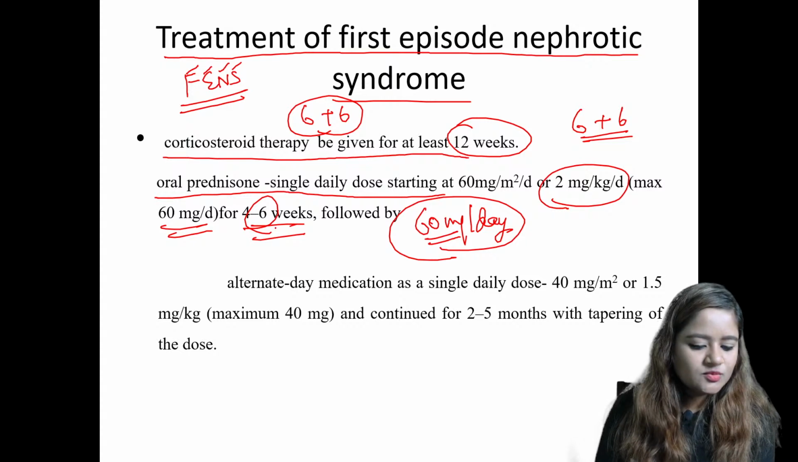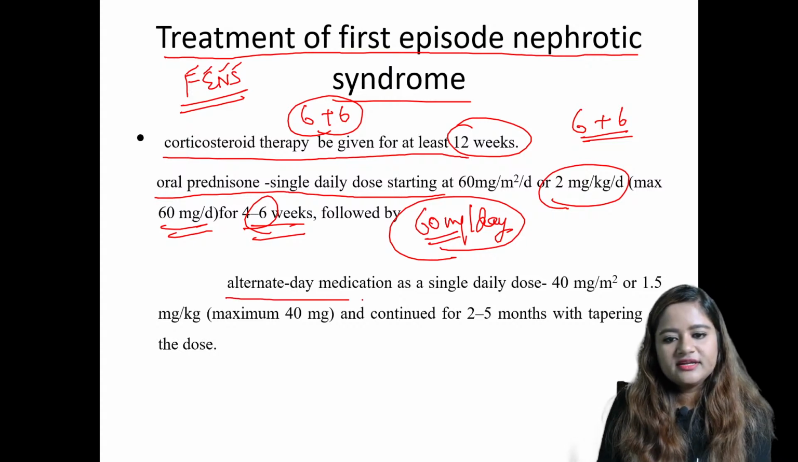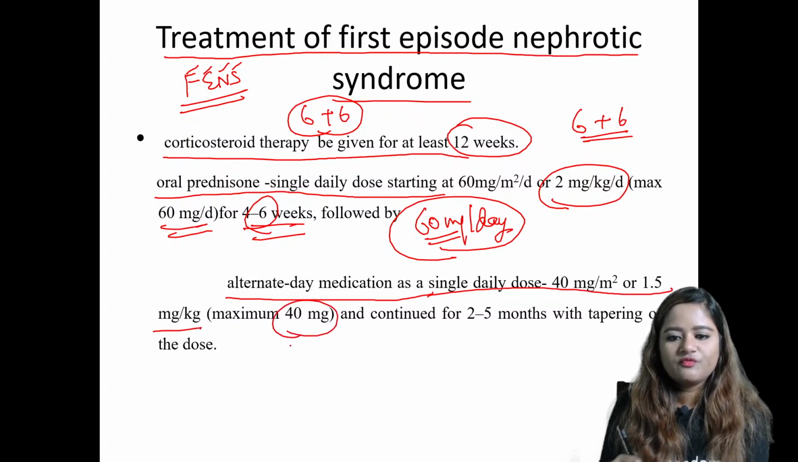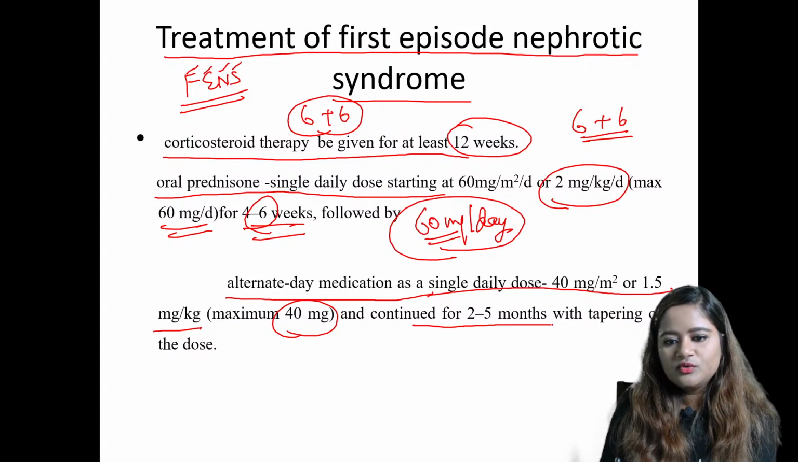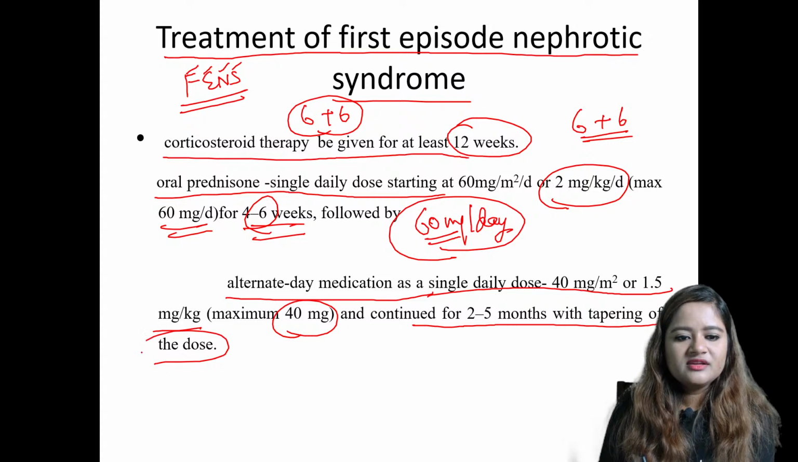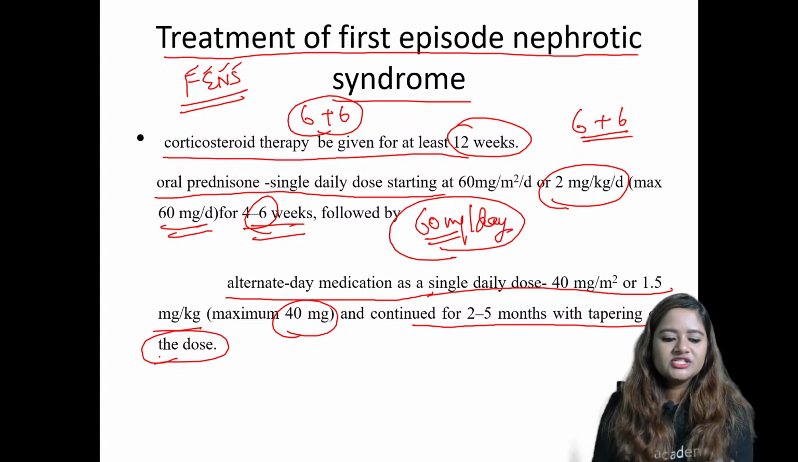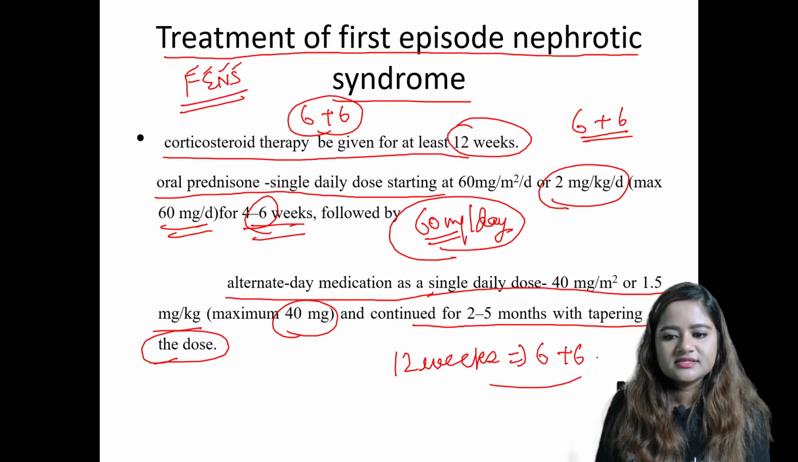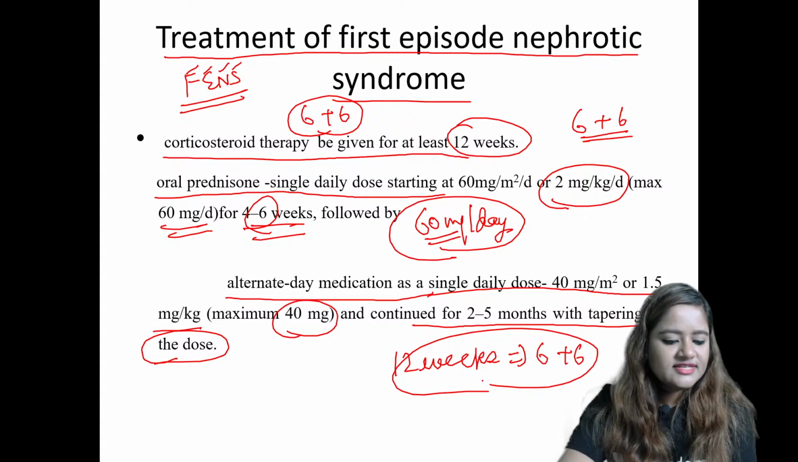After you finish the 6 weeks course, you have to give alternate day steroid therapy at the dose of 1.5 mg per kg. The ceiling dose for which is 40 mg. And then you can continue the tapering of this for 2 to 5 months with minimizing of the dose. So if you are asked the total duration, please mention it as 12 weeks. That is 6 plus 6. Okay? So that is the exact treatment.